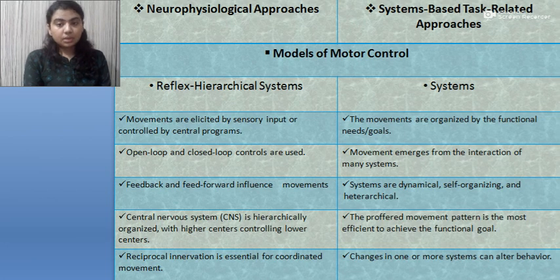So system-based systems arrange in a heterarchical manner, and the preferred movement pattern is the most efficient to achieve the functional goal. So here the preferred movement pattern is considered to be the most important. To carry out a functional goal, the patient or the normal human will follow the pattern which is the most preferred for the given action. Next, changes in one or more systems can alter the behavior. For example, if the CNS is intact but the musculoskeletal system is not working properly, then because of the musculoskeletal impairment, the action might suffer. So changes in one or more systems can alter the behavior.